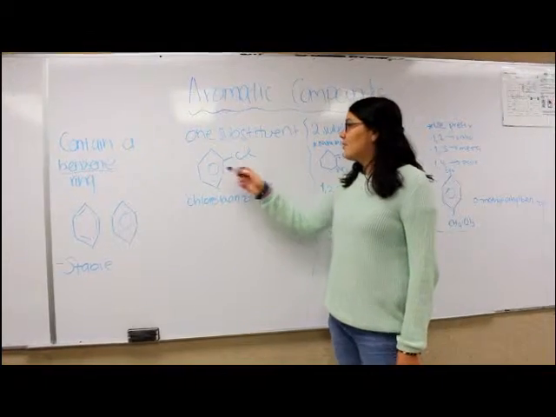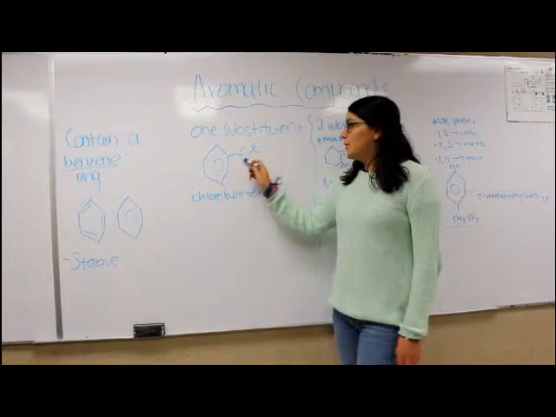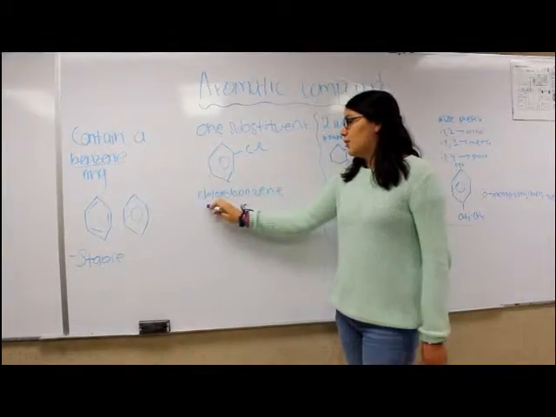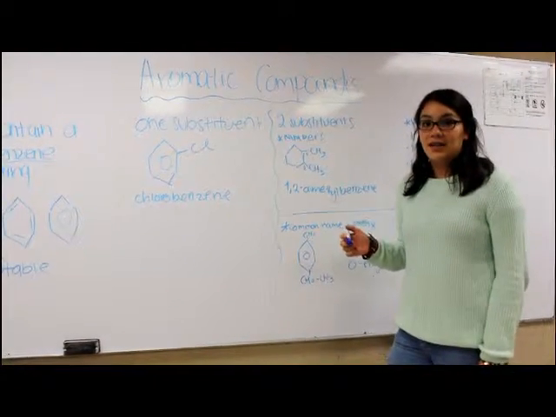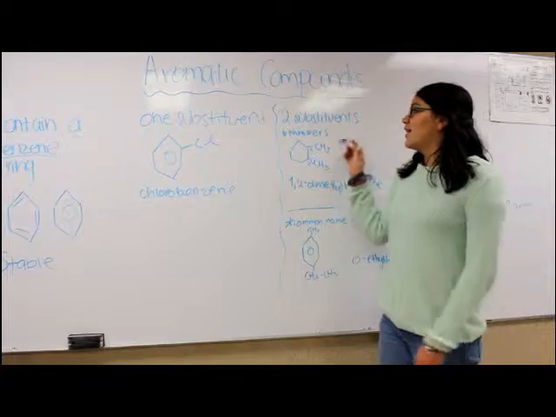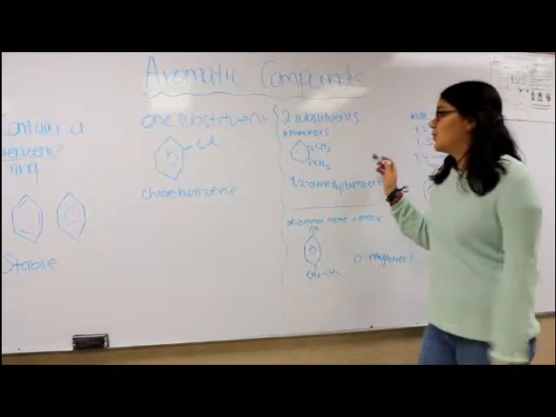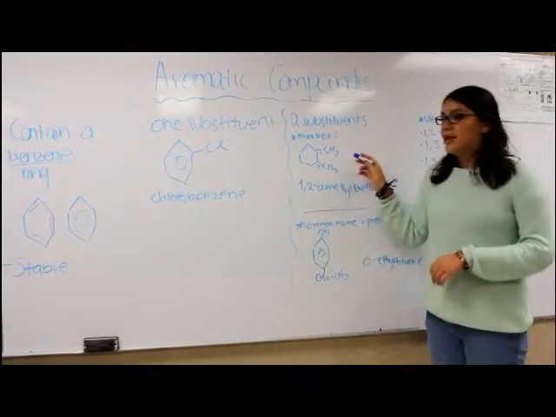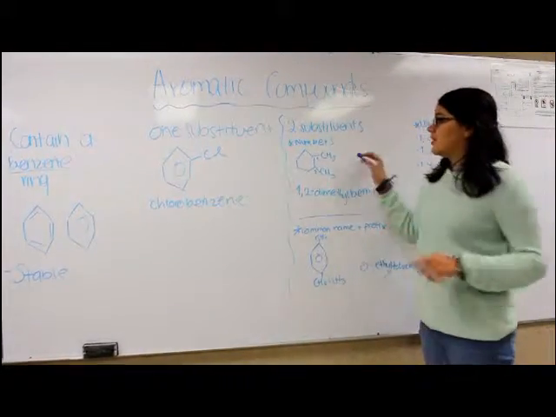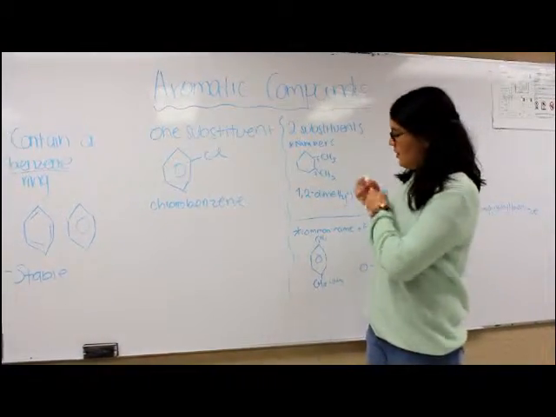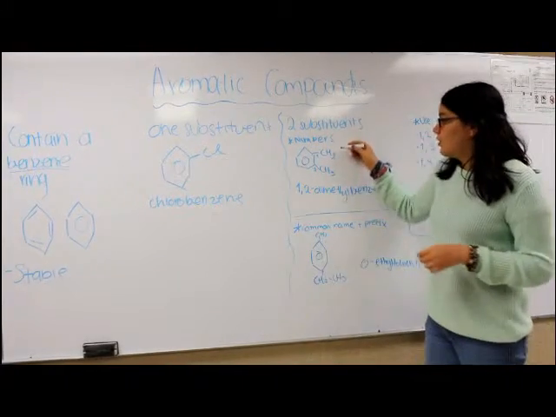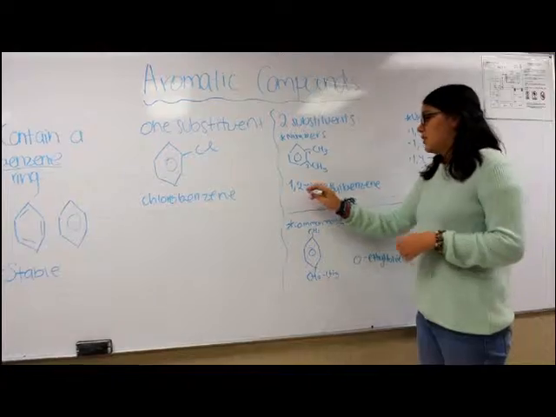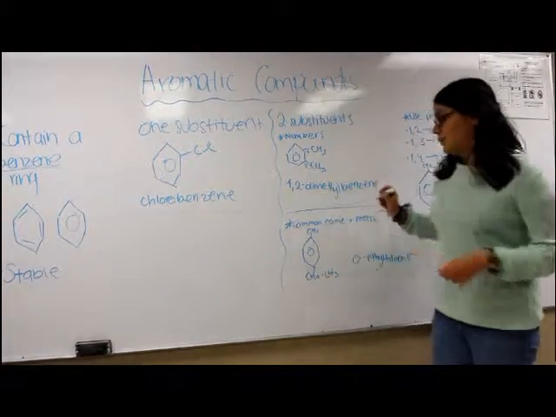With compounds that have one substituent, you only put the name of the substituent and benzene. With compounds that have two substituents, we have three options. We can use numbers. They need to be in their lowest form. In this example, you have two methyls in 1 and in 2. So it's 1,2-dimethylbenzene.